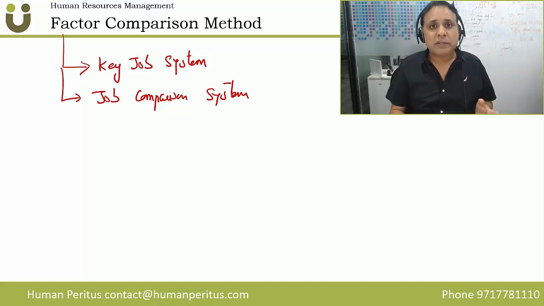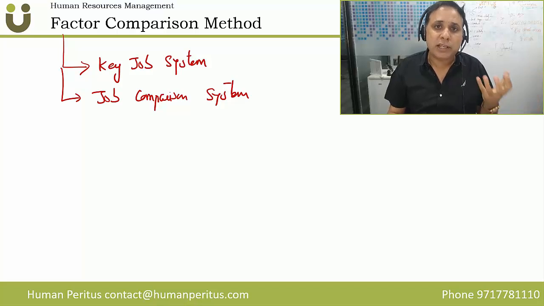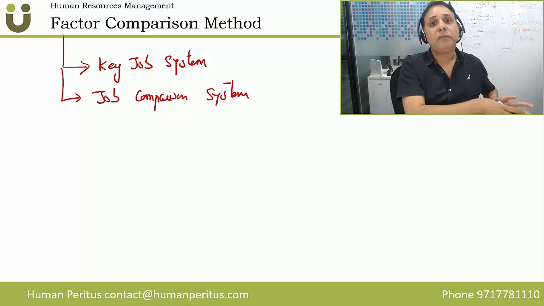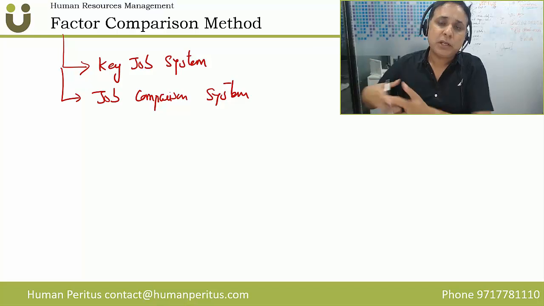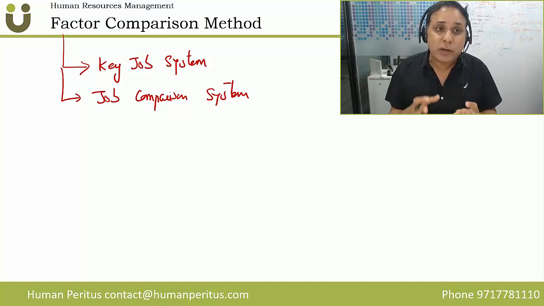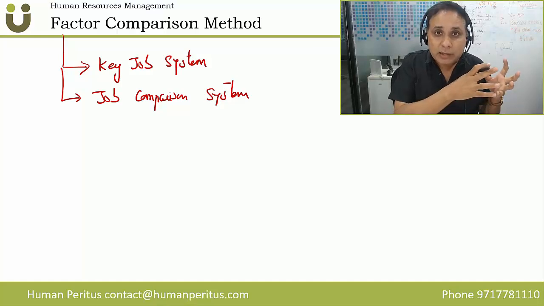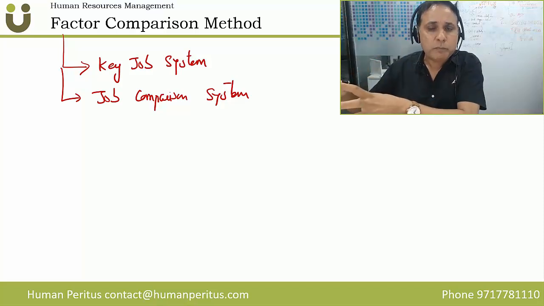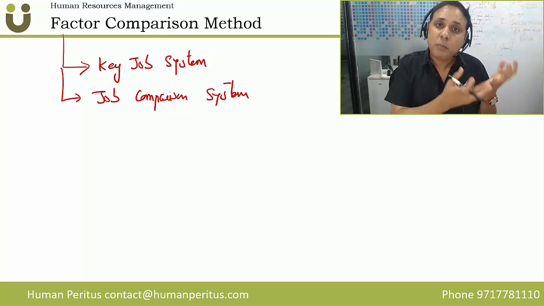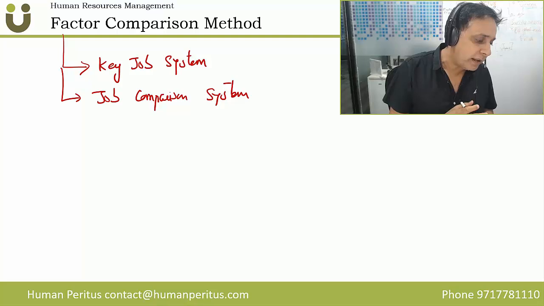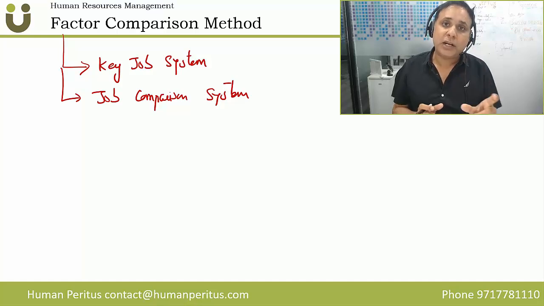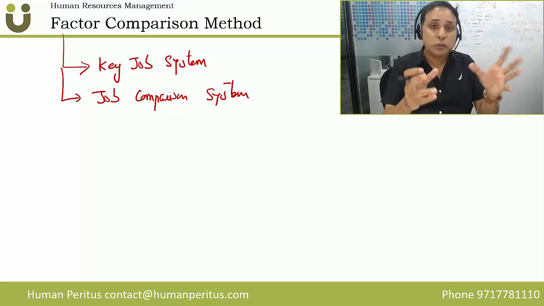Rather, we have some existing jobs which we call key jobs or standard jobs, and based on existing jobs we find the value of the new jobs which are yet to be evaluated or assessed. That is why the word comparison. So basically we are comparing the worth of a new job based on the money we are paying for existing jobs. These existing jobs are also known as key jobs, standard jobs or sample jobs.